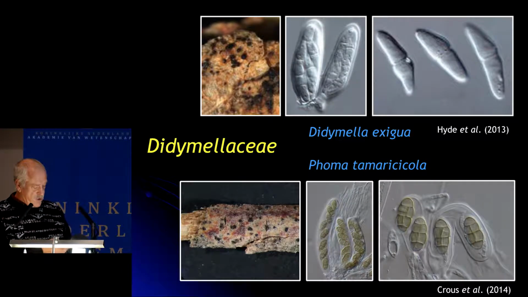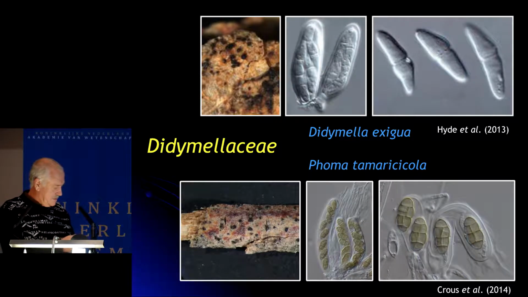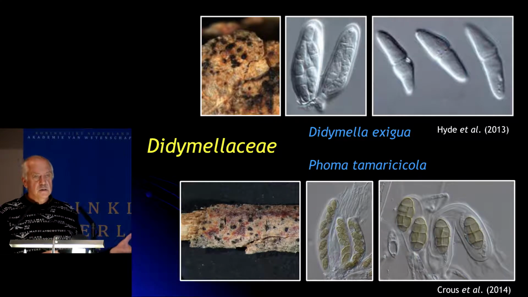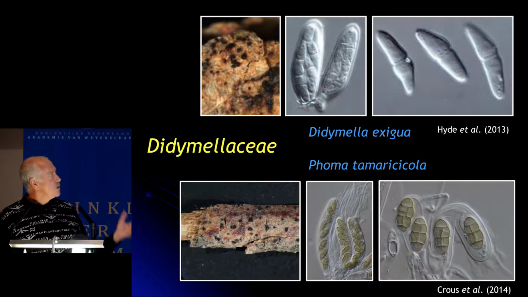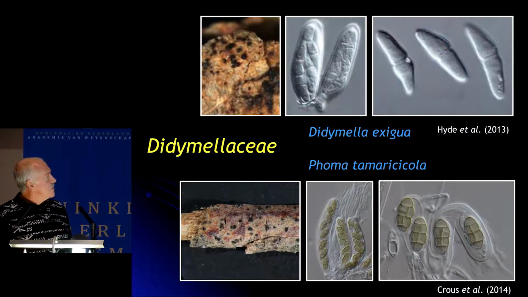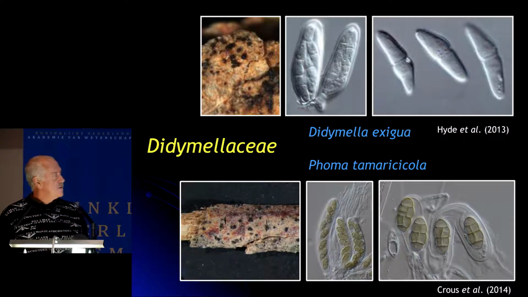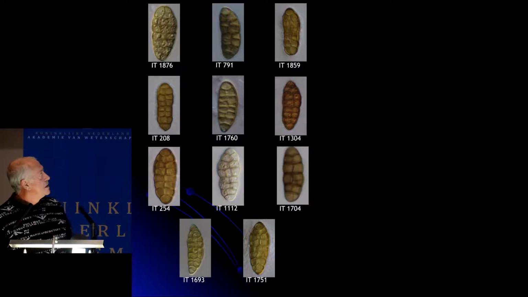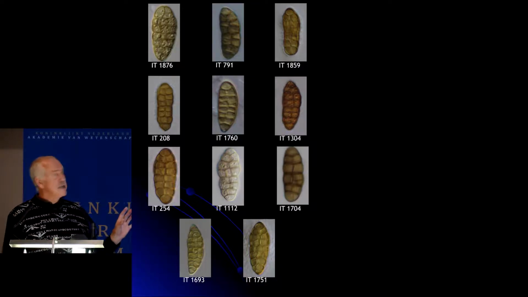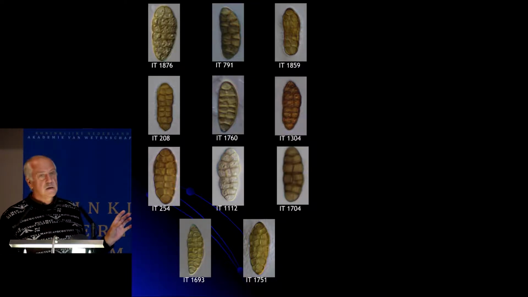This is Phoma, the real Phoma. And so this is Didymella. This is what you think the Didymellaceae looks like. That's what it looks like. But there are also Phoma species in the Didymellaceae, which also have these pleosporoid spores. Now let's go back to this slide again. These are pleosporoid spores.